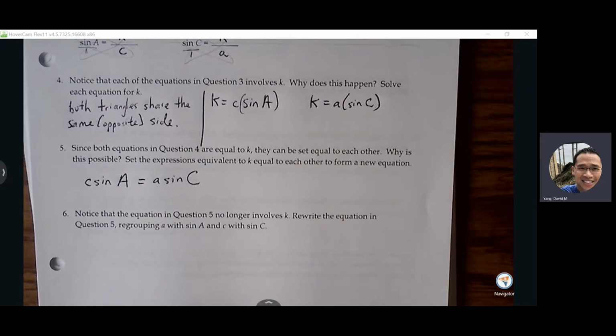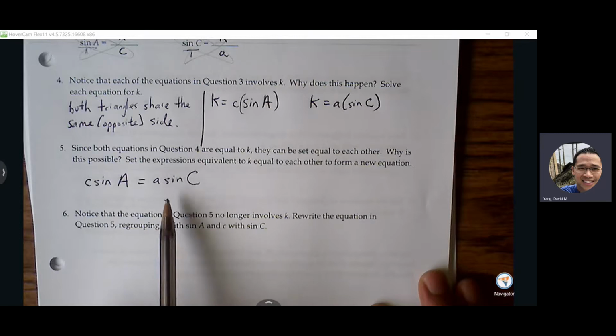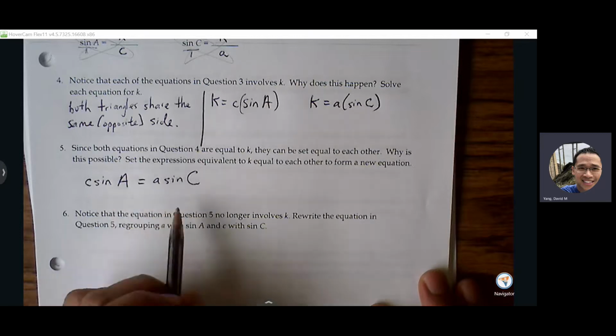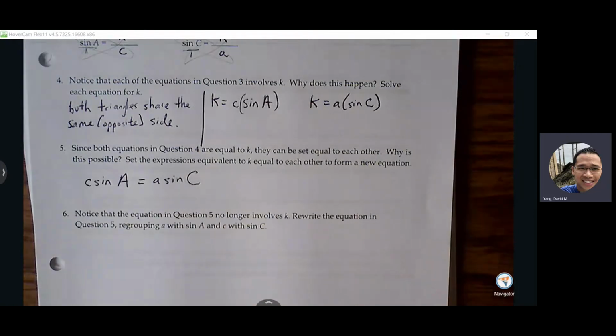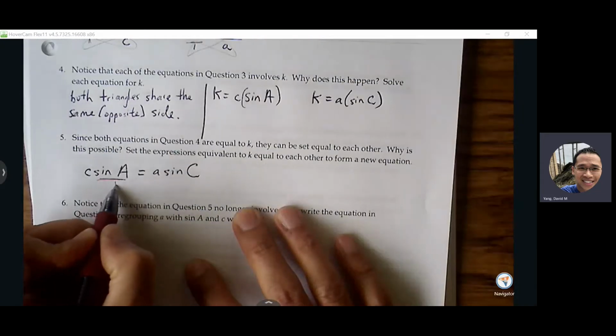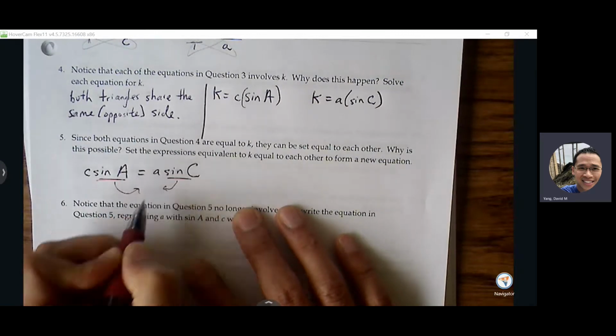Notice that the equation in question 5 no longer involves k. Rewrite the equation in question 5. Now we want to group the a's together and the c's together. We can have either the sides up top or the angles in the numerator, but typically it's written with the sides in the numerator. So we're going to take sine of A, divide it over to the other side, and then we'll also move sine of C at the same time.